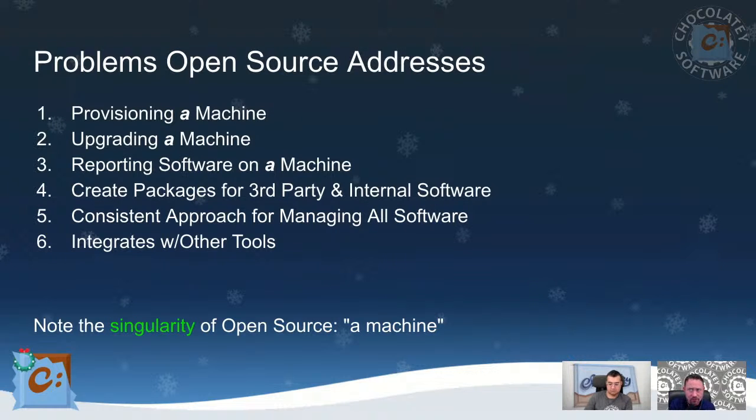And so as we think about what open source addresses, right? It allows us to provision a machine, upgrade a machine, right? Install things on a machine, and report the software that's on a machine, right? Notice the singularity of it, right? A machine. Now, a couple other things that it does for us is, like I mentioned, it does integrate with other tools. And it does give us that consistent approach to managing all software, and we're able to create packages for third-party and internal stuff as well.